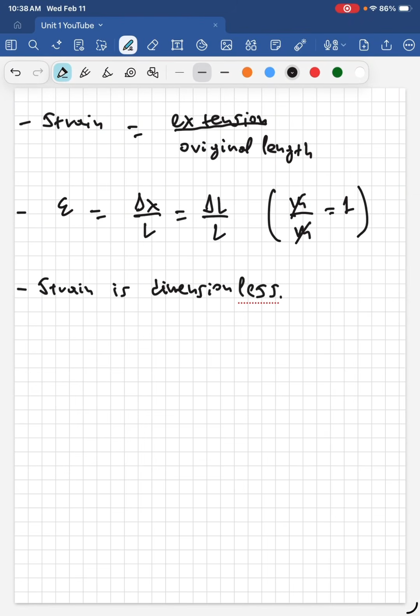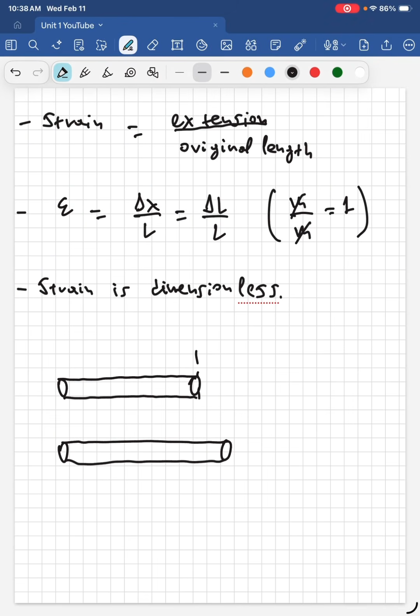So again, let's demonstrate briefly what strain is. So I have this piece of wire and I pull it using a tensile force. So this was the original length and this is delta L. So strain is delta L over L.